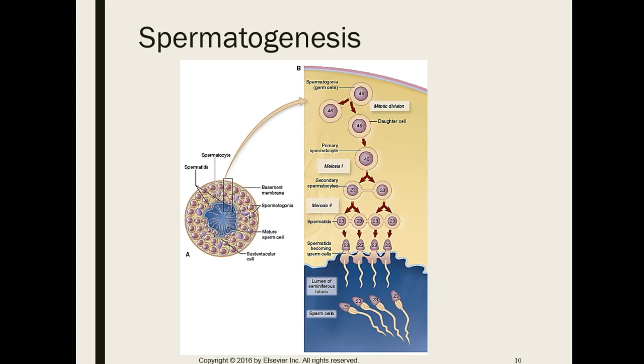So here is the process of spermatogenesis. Here's your spermatogonia, those original cells, and then we will have division into the primary spermatocyte. Meiosis will take place, and then we'll end up with 4 spermatids here. Those spermatids will form into sperm cells. So the one spermatogonia will result in 4 sperm cells.